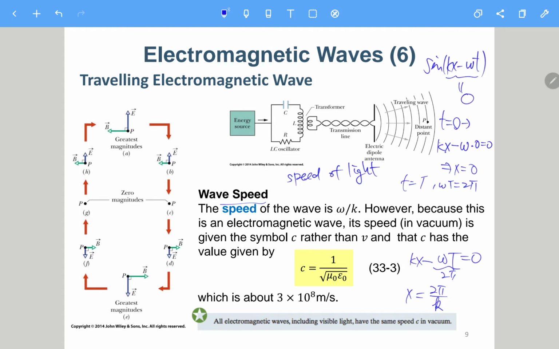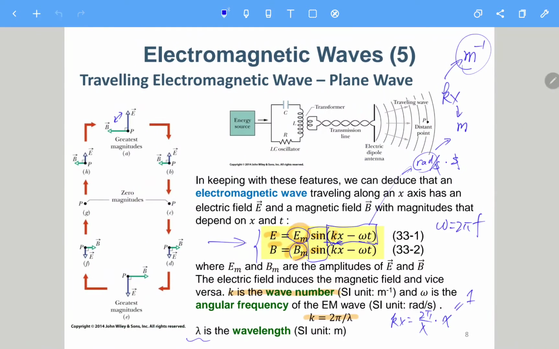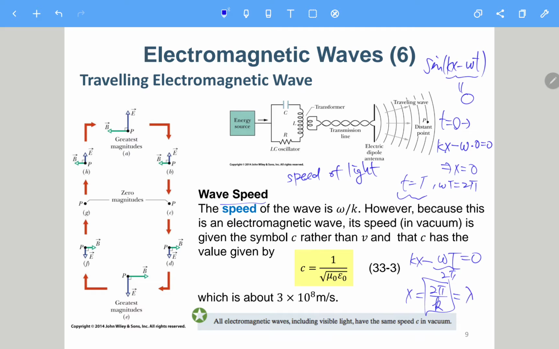So in this period, how far can it move? Just now we know k is 2 pi over lambda, so within a period, it just moves for a wavelength.